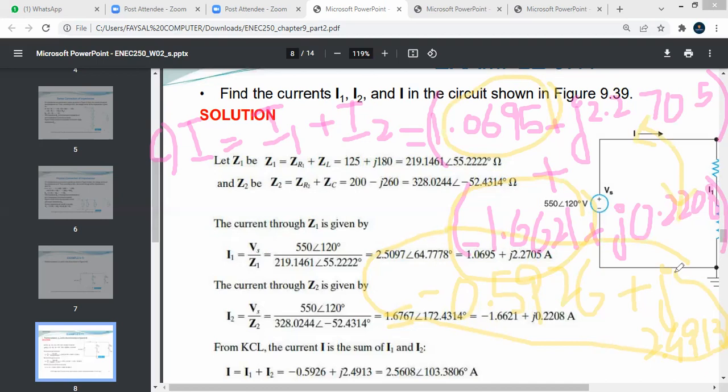Any question regarding this question? No, sir. Is everything clear?